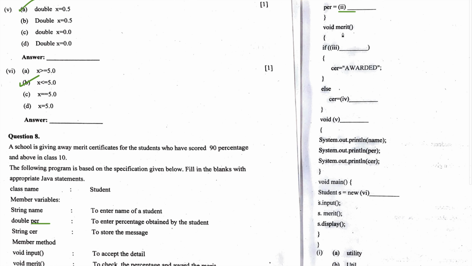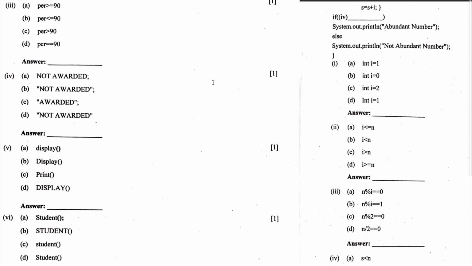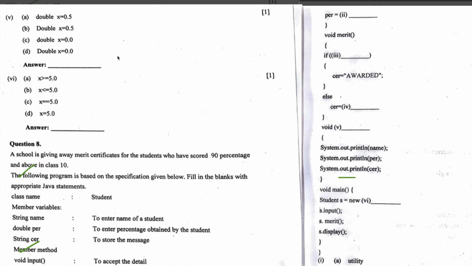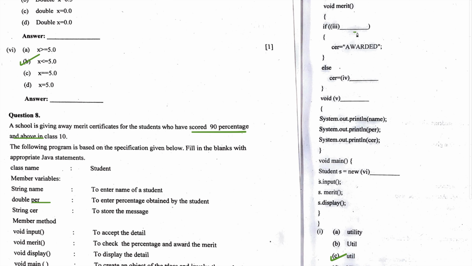Then in merit we have the third part, where percentage has to be greater than or equal to. There is an option for greater than 90, but I'm choosing greater than or equal to because the description says 90% and above. This one is done as well.